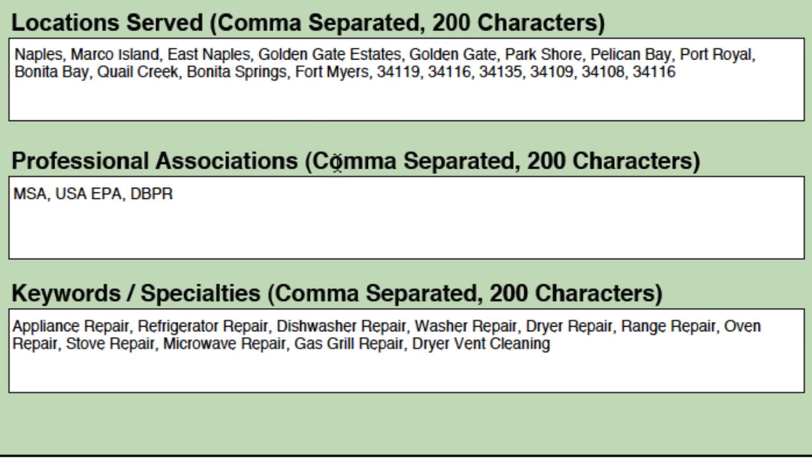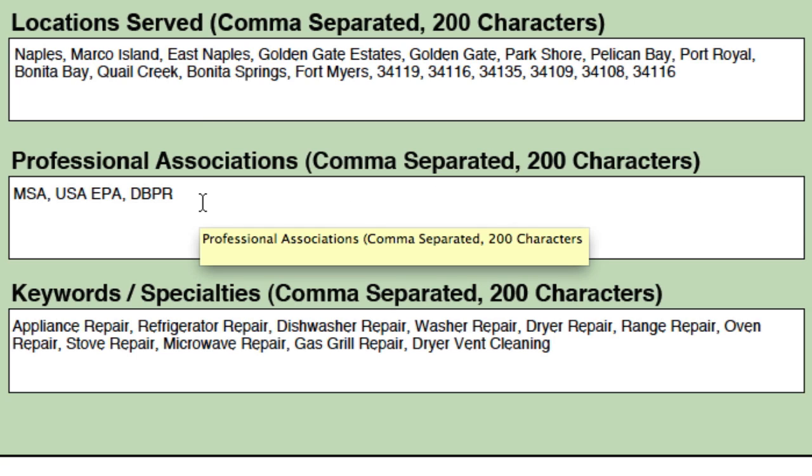Then you want to put your professional associations, again, comma separated, 200 characters. Do not, and I mean do not, put in a professional association that you are not a current member of. Sites like Angie's List, they check up on it and you're gone. If they find out that you're lying, you are gone. So just don't do it. Put in what you can, and then when you acquire additional professional associations, go back and put those in.